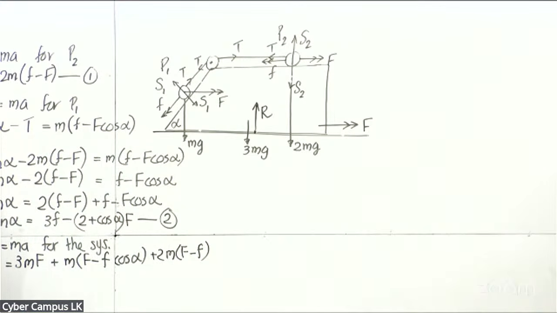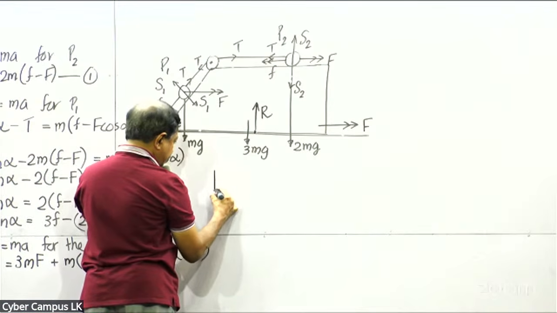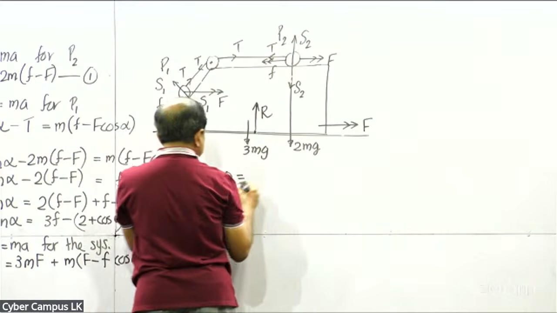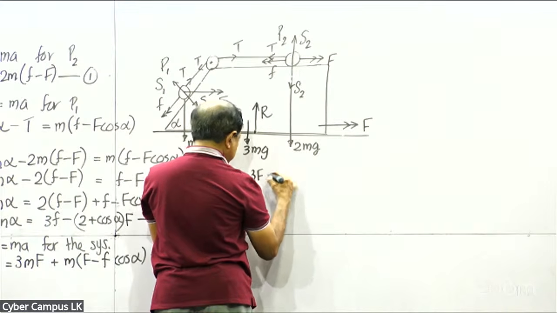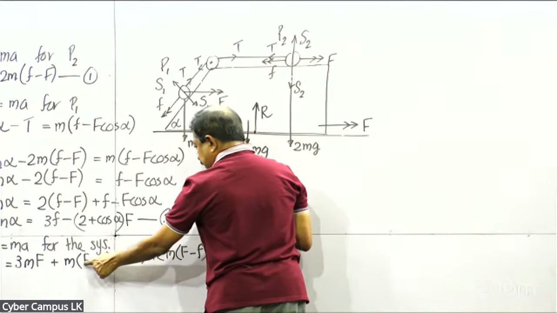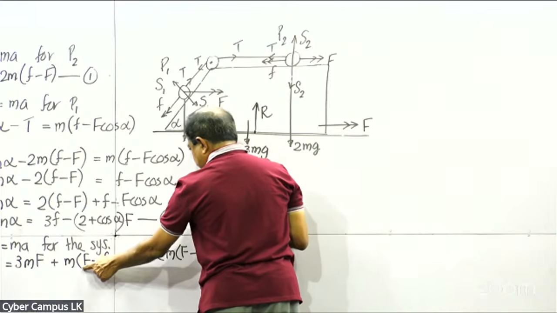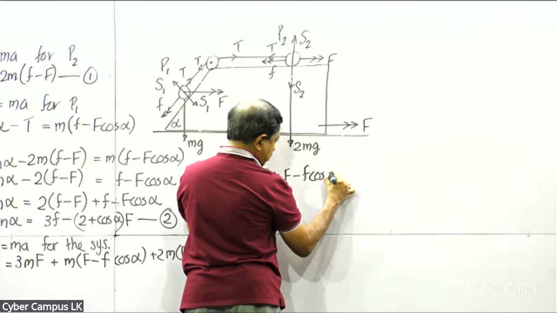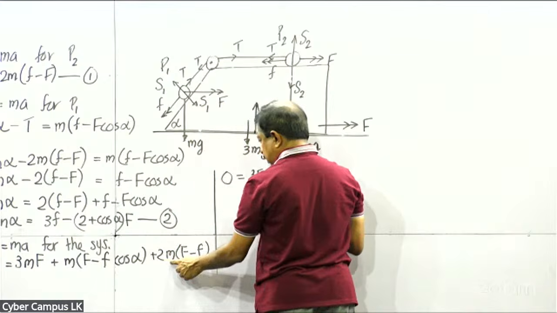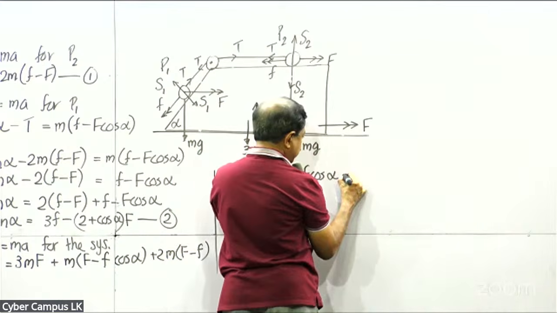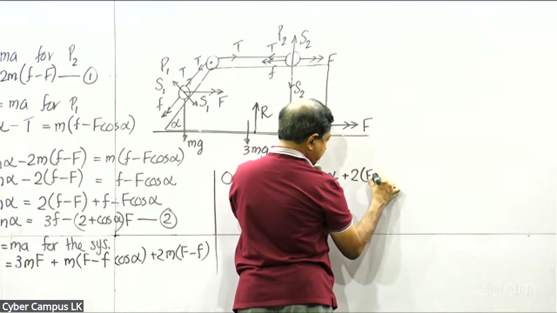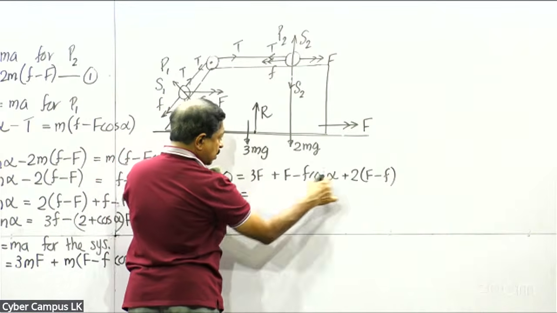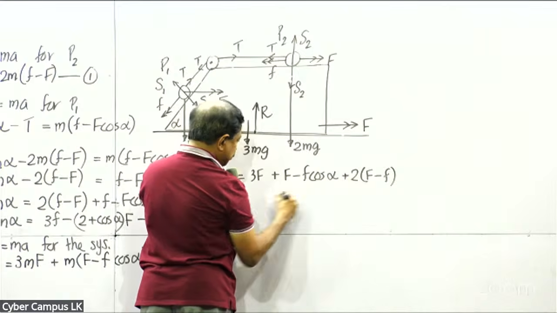Now you can first divide it by simple m. So you get 3 capital F, plus when you divide it by m, you get simple F minus, sorry, capital F minus simple F cos alpha. This is 2 times capital F minus simple F. So 3 plus 1, 4 plus 2, 6 capital F.